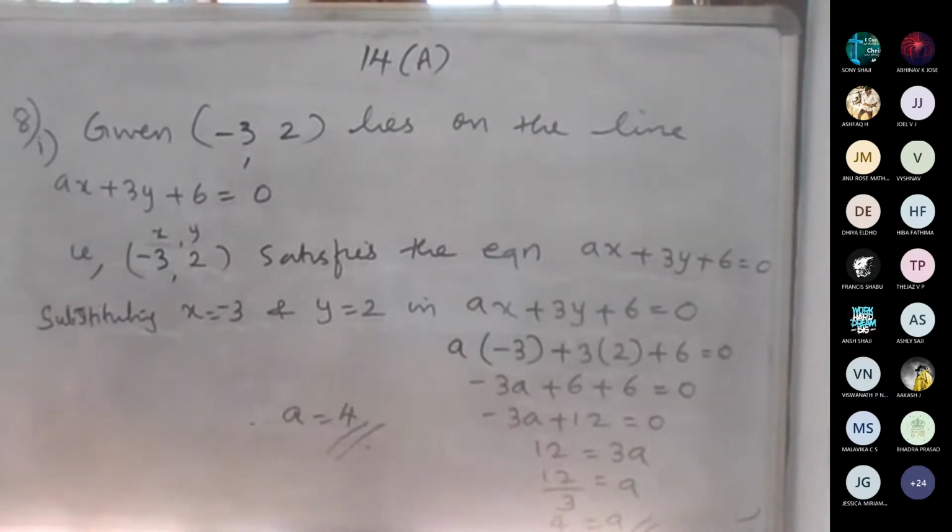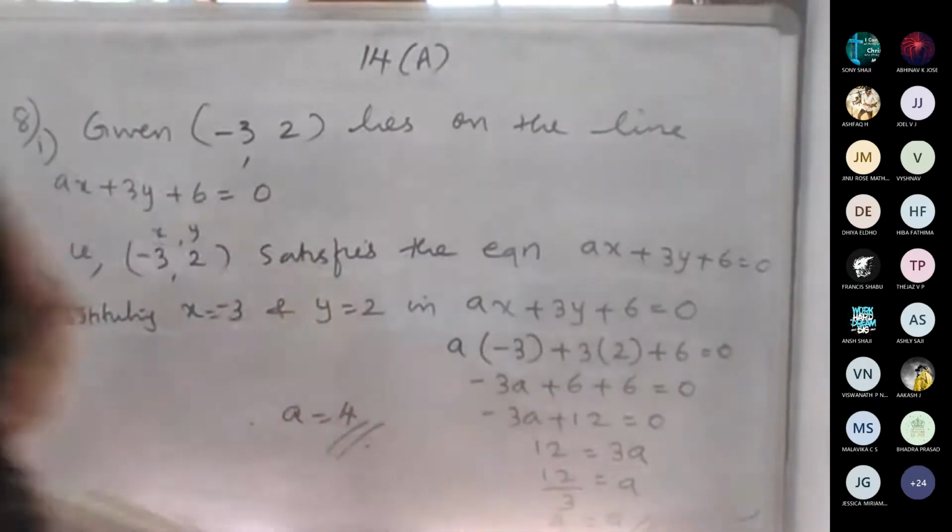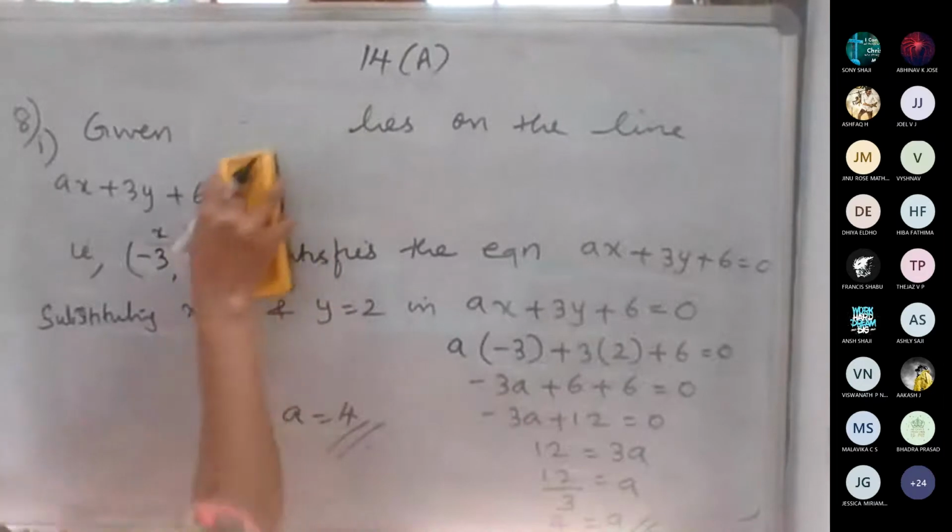Then next, 8th, the second one. Line y is equal to mx plus 8 contains the point negative 4, 4. Calculate the value of m. Do it soon now itself. Same way, same step. Given negative 4, 4. Completed 8, the first one. Yes. Okay. Same 8, second part.